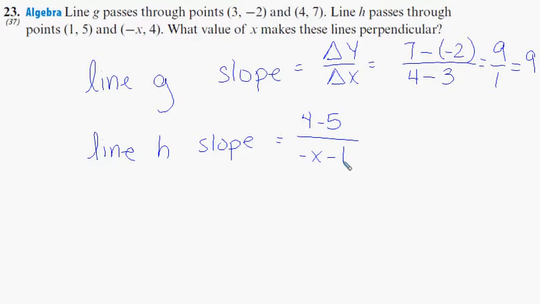Well, let me remind you that line H, if we know the slope of line G, which is 9 over 1, then we can be confident that the slope of line H would have to be negative 1/9. So let's just set this equal to negative 1/9. Okay? Now we can cross multiply and we're good to go.